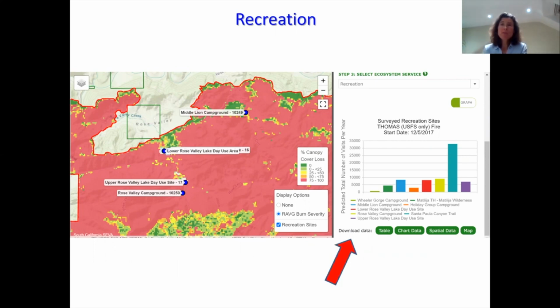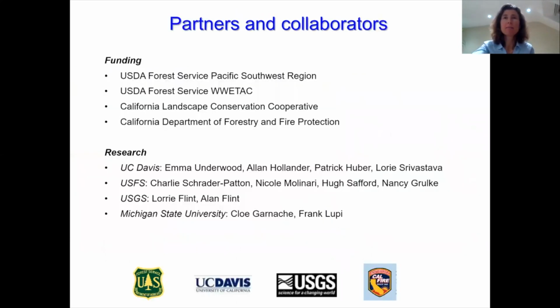And finally, there's a variety of ways that we can extract the data, either in tabular format, or the spatial data can be downloaded, and then it can be integrated with other data in GIS to further make decisions. So the online web mapping tool is in the final stages of development, so should hopefully be ready soon.